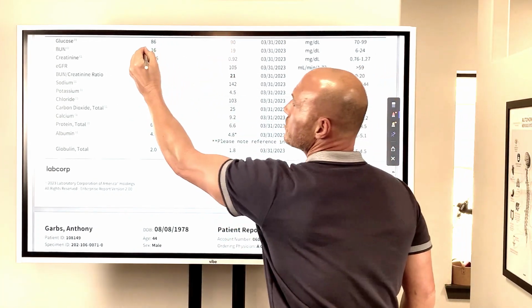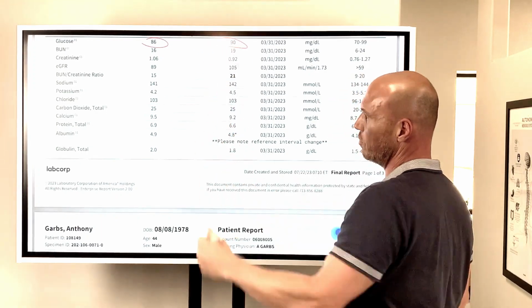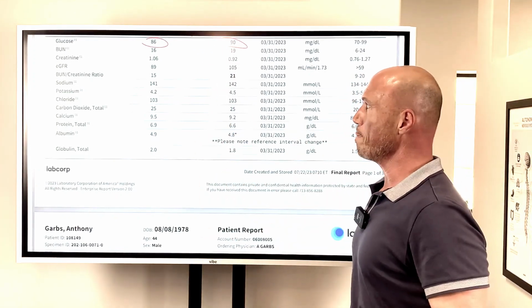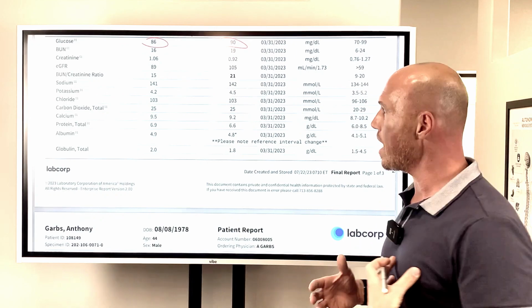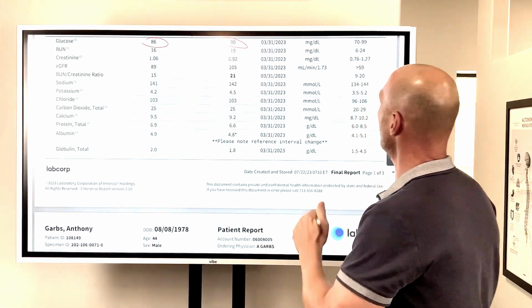So here's the glucose marker, 86, and then here from March. I have two on here. So from March it was 90. So personally, let's go over an optimal range for glucose.